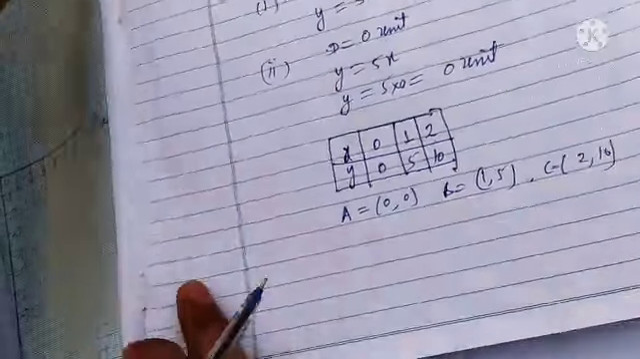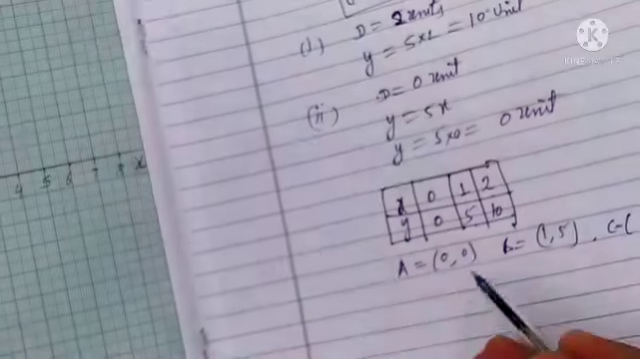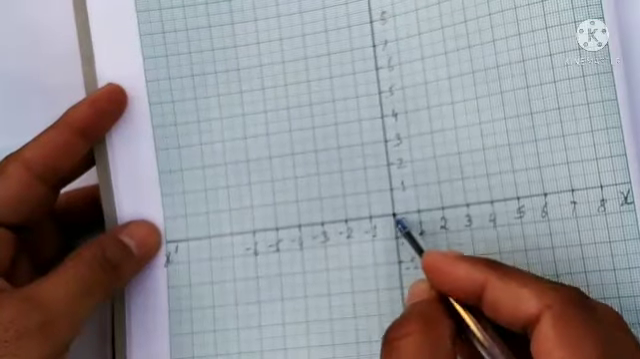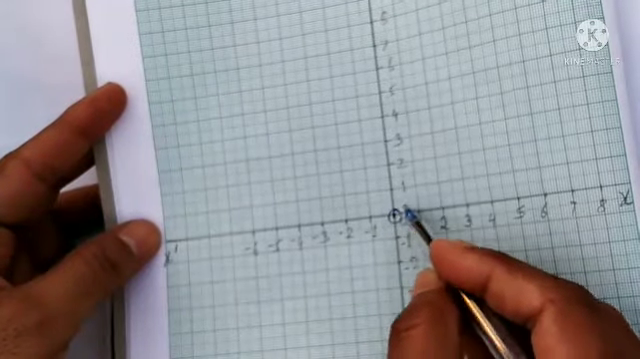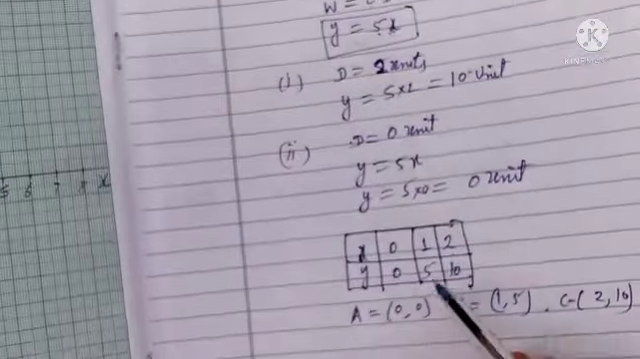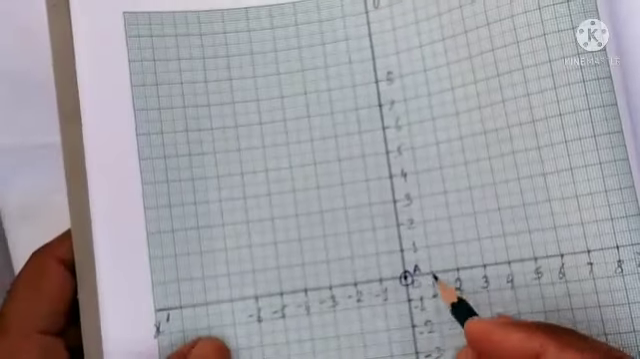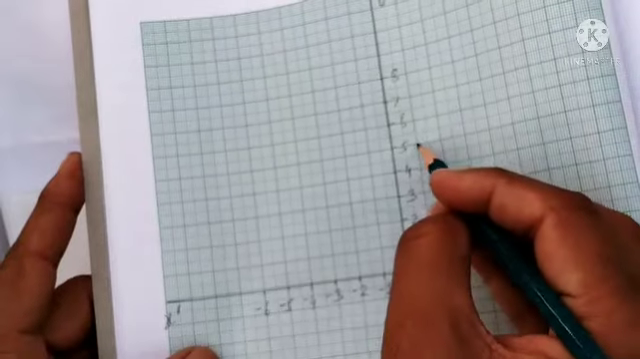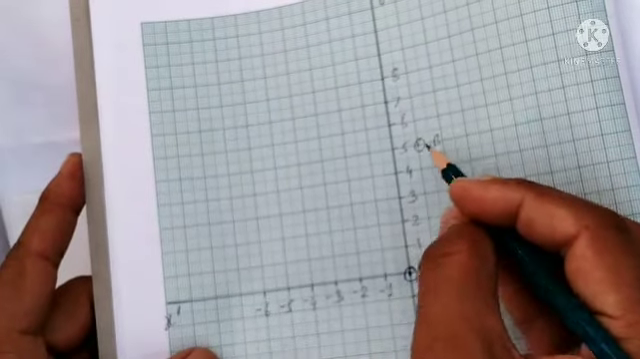Now we have to draw these points on the graph. Very simple. See how to draw. First we will draw 0, 0. On this graph, this is the point, point A. Second point is 1, 5. On x, 1, and on y, 5: 1, 2, 3, 4, 5. So this is point B.